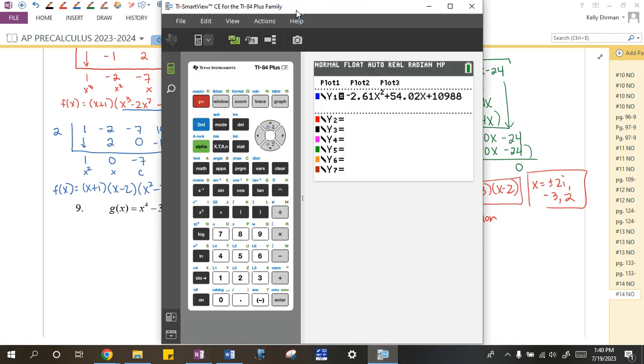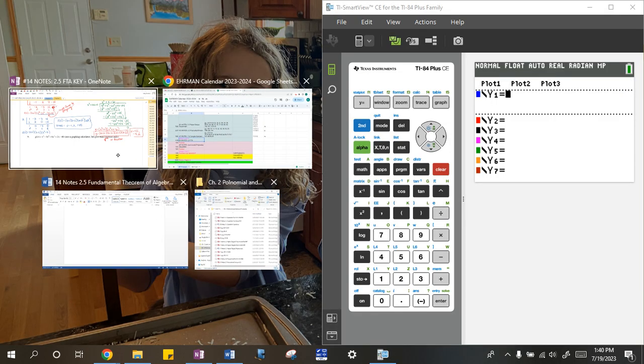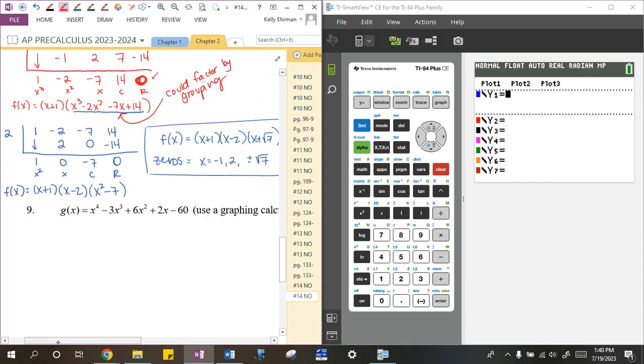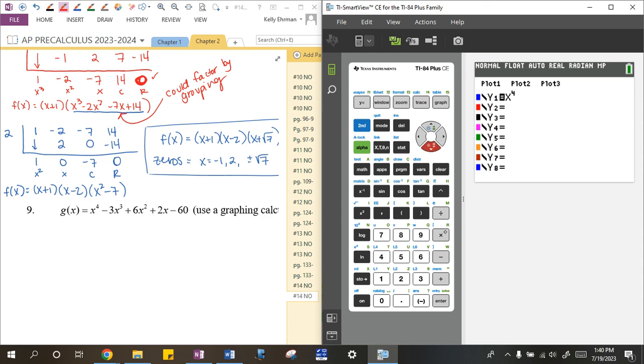So first off, type the equation into your y equals. So this is x to the 4th, minus 3x to the 3rd, plus 6x squared, plus 2x minus 60.